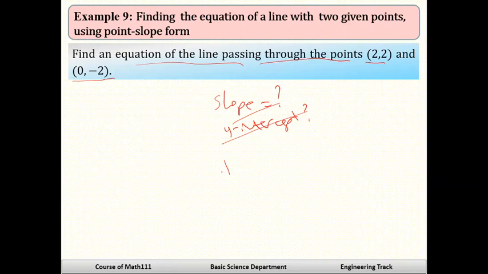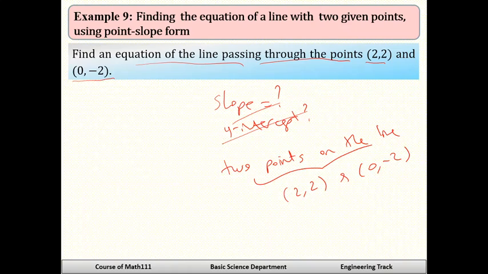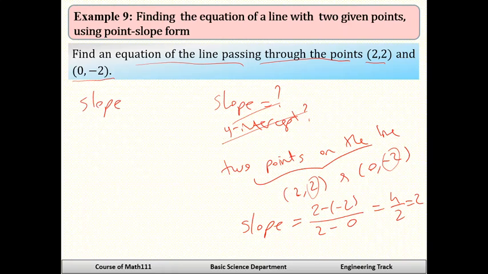What is given? 2 points on the line. We only know this one, 2 points on the line. These are 2, 2, and 0, minus 2. So can we find the slope by using them? Yes, we can find the slope. You remember the slope formula, y2 minus y1, or y1 minus y2, divided by 2 minus 0. It will be 4 over 2, which is 2. So we know the slope now. The slope is 2.